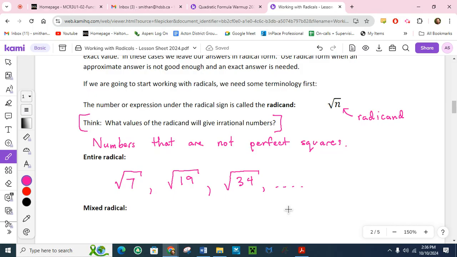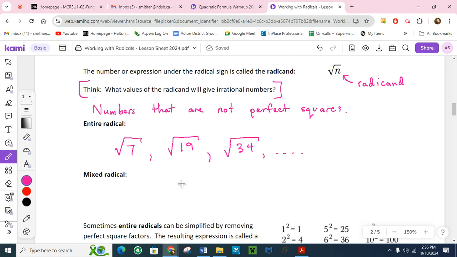A mixed radical is a radical that is being multiplied by a coefficient. So a mixed radical would be something like 2 times root 7. You guys know, like a mixed number with fractions was like 2 and 3/4. A mixed radical just has a coefficient. So it's 2 times root 7 or 3 times root 19 or 4 times root 34, something like that.